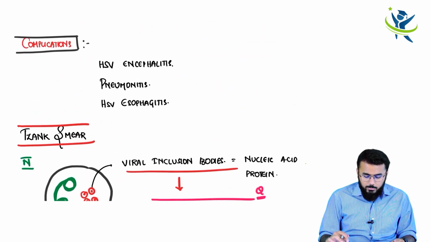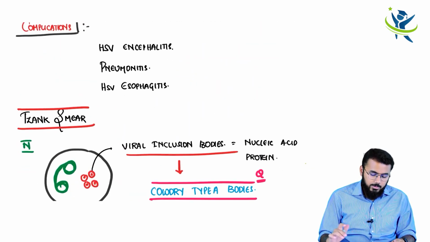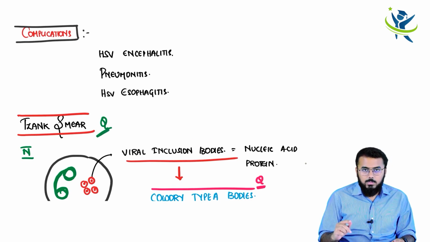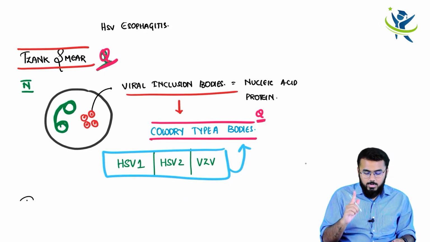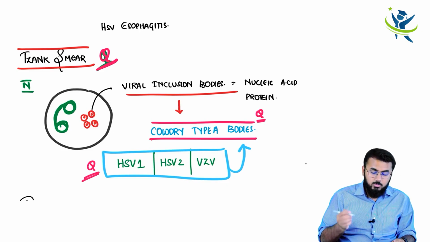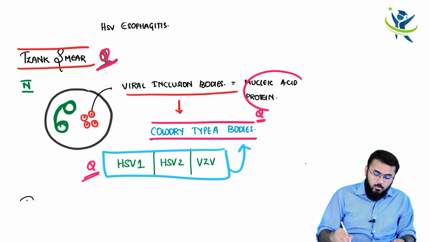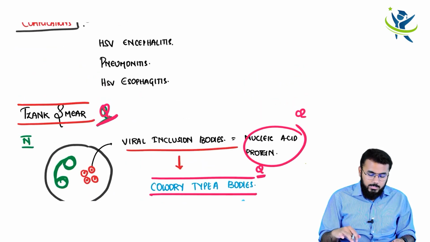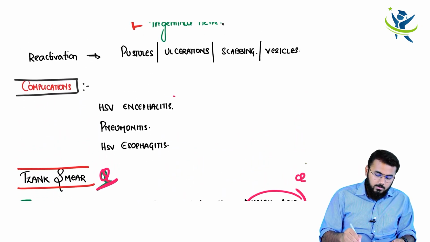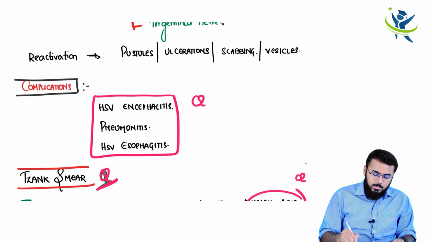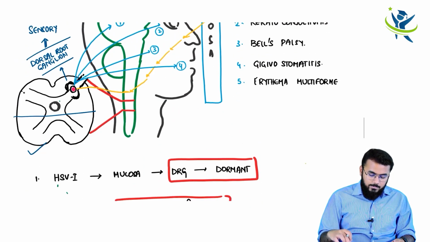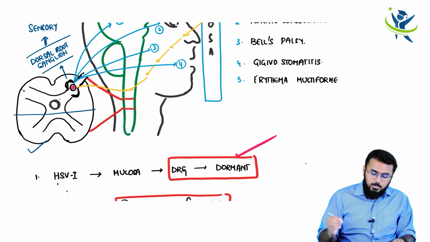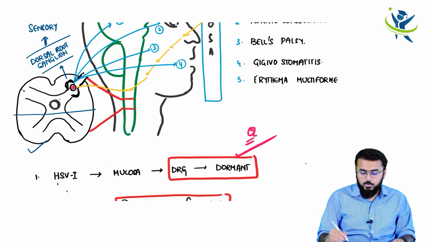So these are some of the important points, guys. Zank smear is very important for you. Let me mark the MCQs over here. Cowdry bodies type A, I have already marked, very important. And where do you find these bodies is also very important. And what it is made up of is also very important. Next, the most important complications will be all these 3. Next, where is it going to get dormant? Obviously in the dorsal root ganglion. So this is also an MCQ.